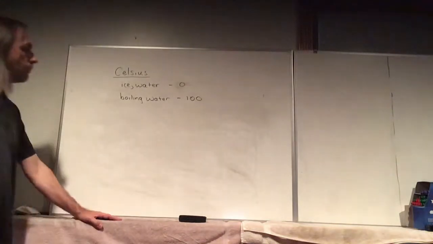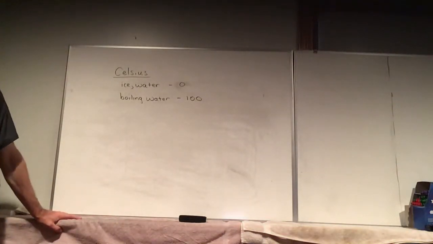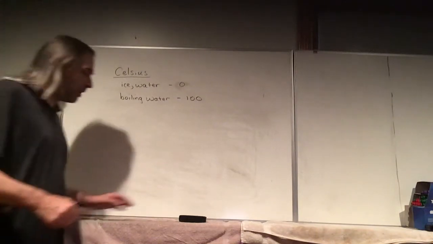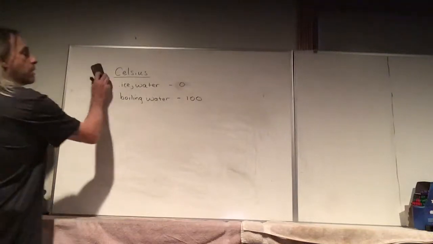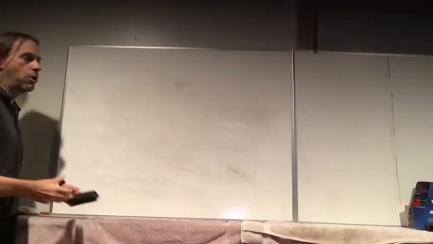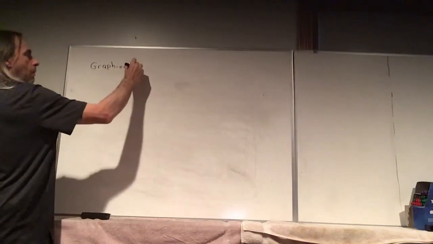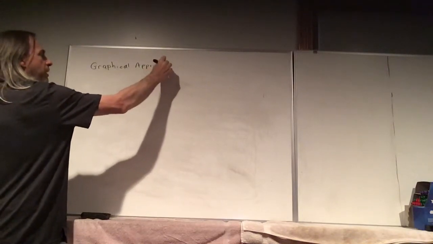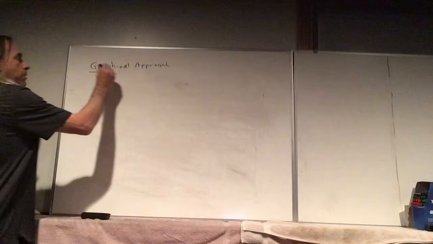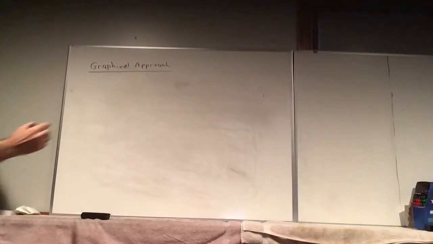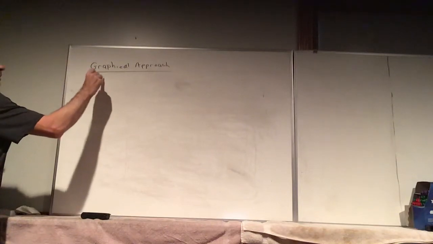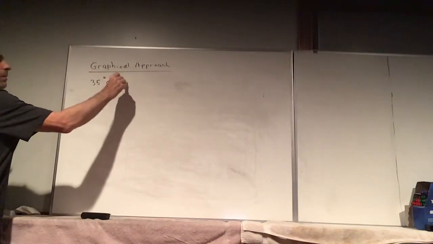Now that we have these two different temperature scales that are in common use, we have to be able to convert between them. So we have to be able to go from, say, Celsius to Fahrenheit or Fahrenheit to Celsius. And we're going to do this in two different ways. One is a graphical approach. We'll start with that. And we'll do this by just picking a number. We'll convert one to another. So let's say we want to convert 35 degrees Celsius to Fahrenheit.